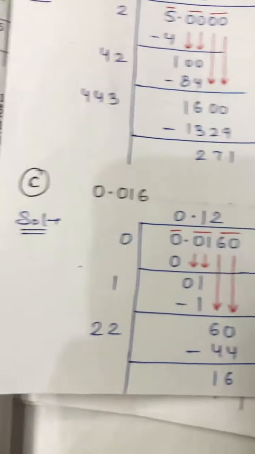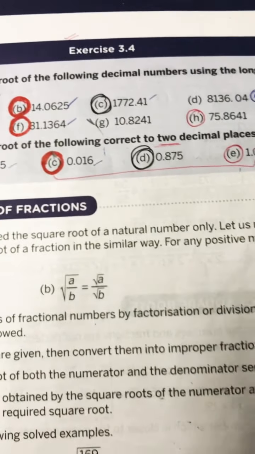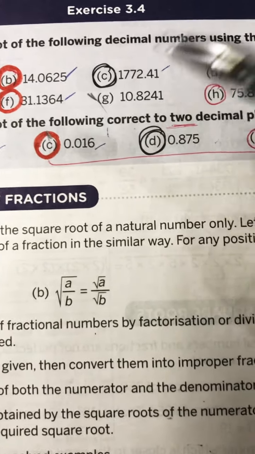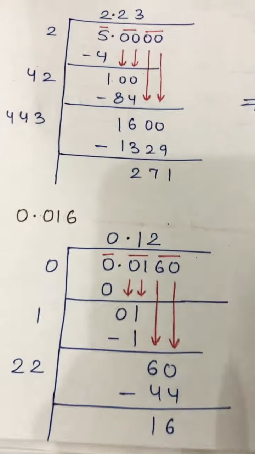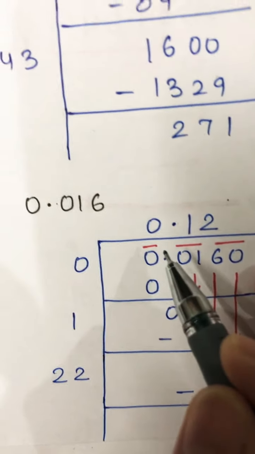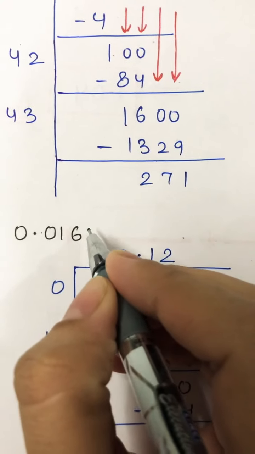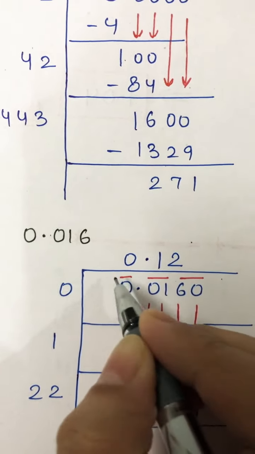Now I am doing your part number C. Part number C is 0.016. Now see, first of all, you have to make pairs. You can place one more zero here, so that this is one pair, this is two pair, and this is single.